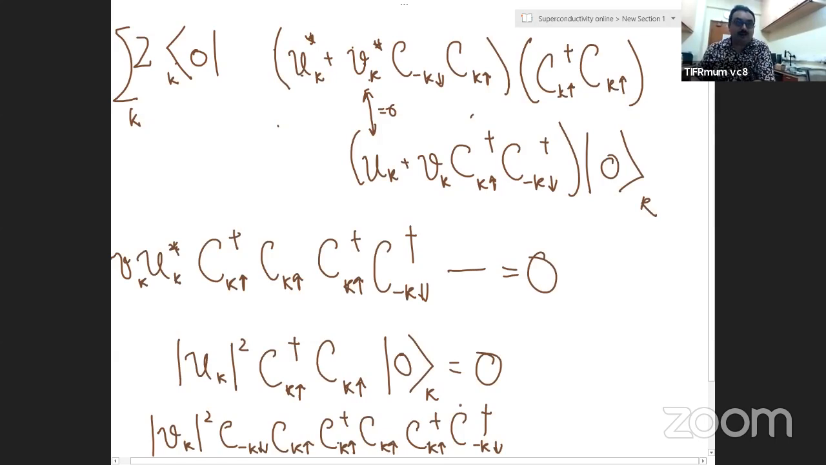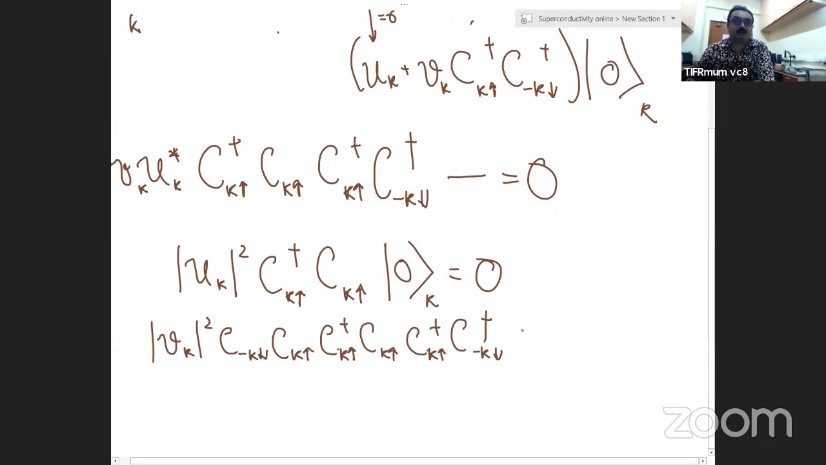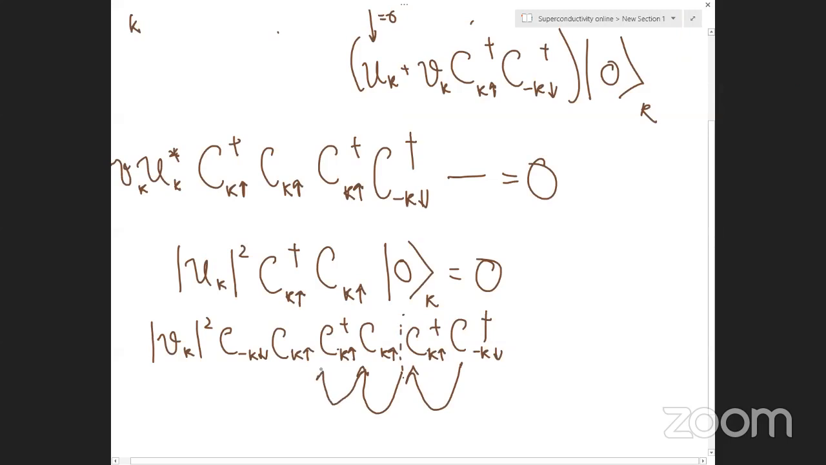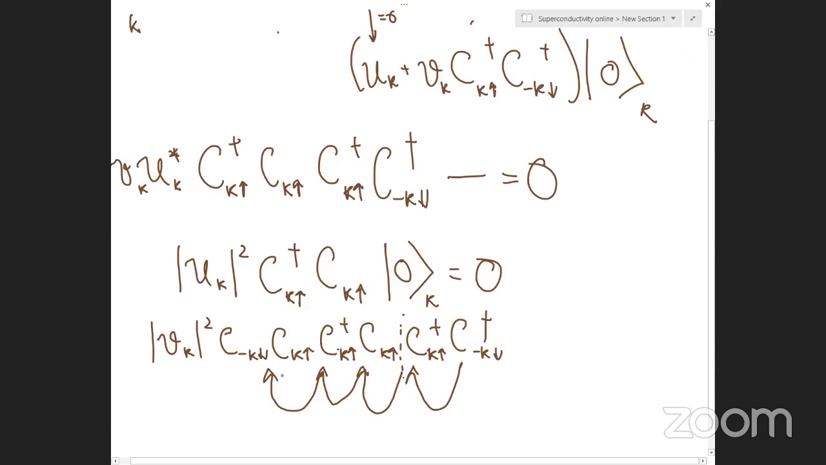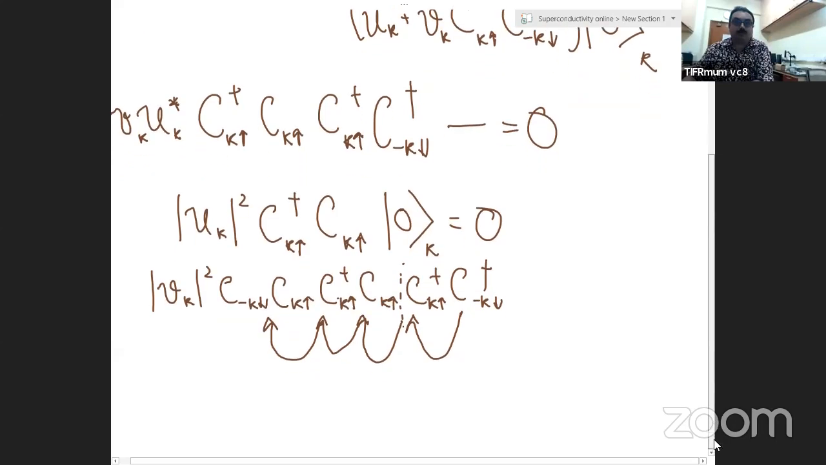I can take this one and first take it here. Then the indices are not the same, so I can take it here. I can push it up to second position. Then I can take it here. Yeah, exactly, I can push it up to here. So when I'm pushing all the things up to there, what I am getting is c_{-k↓}, c_{-k↓}†.